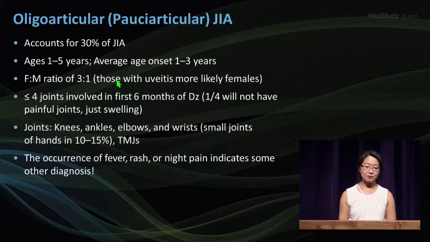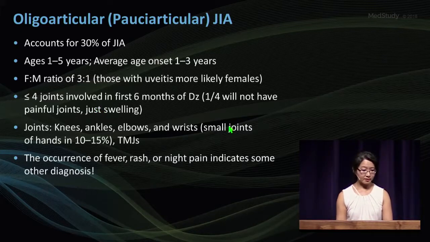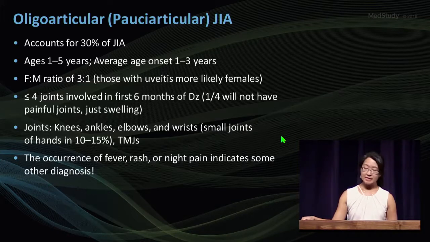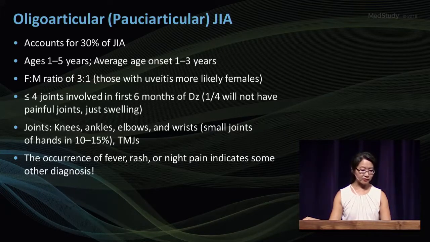Female to male ratio is 3 to 1. And those with uveitis are more likely to be females. Typically, there are 4 or fewer joints involved in the first 6 months of disease. And 1/4 of these patients will not complain of pain. They'll just limp, or mom will notice that the knee looks a lot more swollen. The joints that are typically involved are the knees, ankles, elbows, and wrists. Although the temporomandibular joint, the TMJ, can be affected, and sometimes you may need an MRI if a child cannot open their mouth, or an ultrasound in order to evaluate the TMJs more carefully.